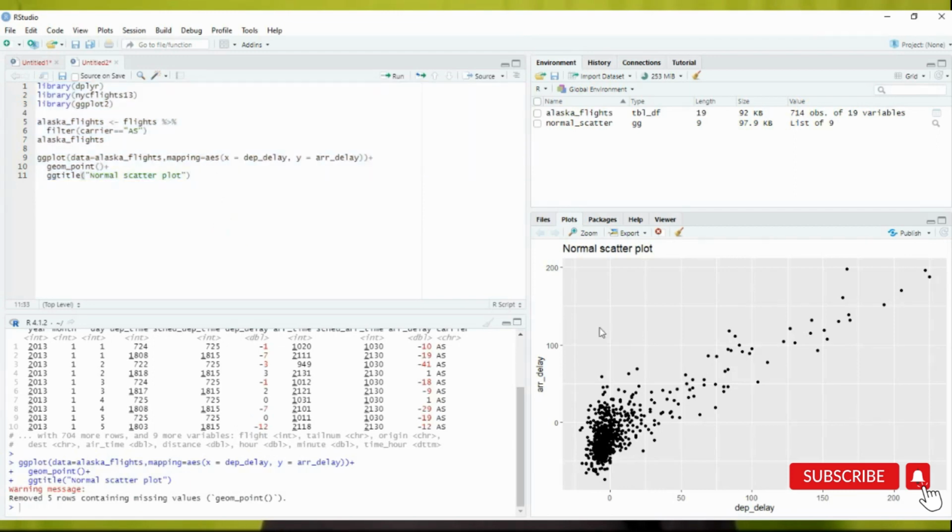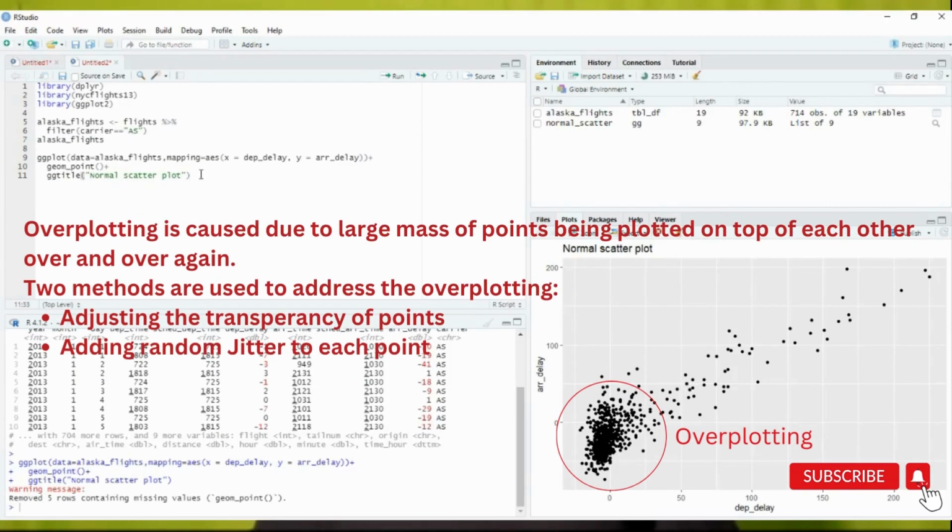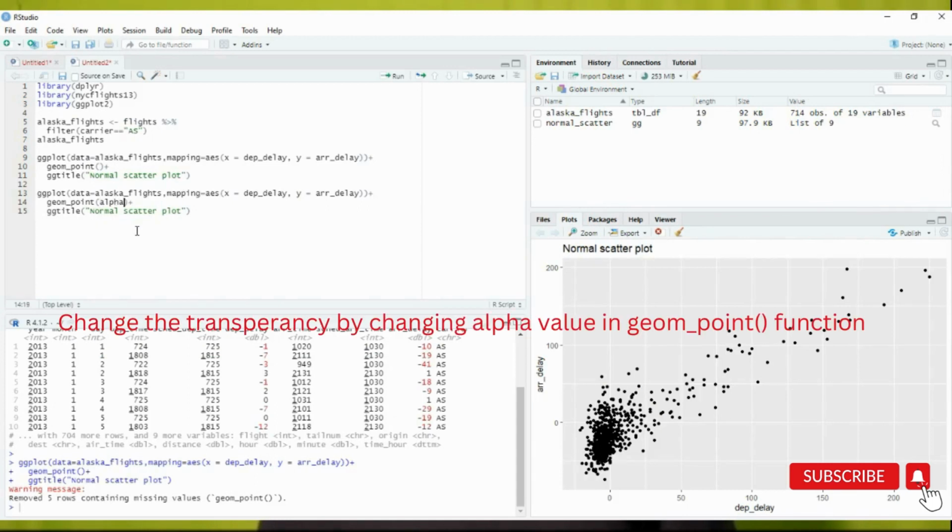Now let's understand the phenomenon of overplotting. There is a large mass of points near the origin, and it causes some confusion since it is very difficult to tell the number of points being plotted. So we will see two methods to address this overplotting issue. The first method is changing the transparency of the points, and the second method is jittering the points.